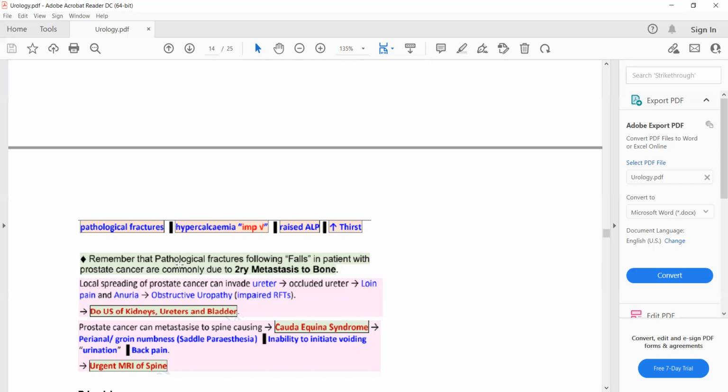Investigation of choice in case of spinal metastasis with nerve involvement or cauda equina syndrome is MRI. Investigation of choice in spinal metastasis without signs of compression is isotope scan. Investigation of choice for locally invasive disease is ultrasound of the kidney, ureter, and bladder.